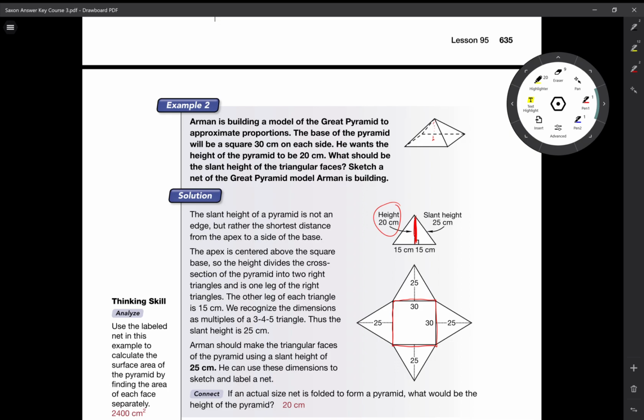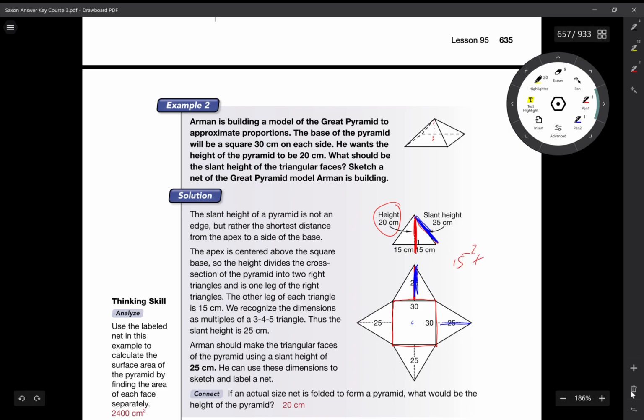What should be the slant height of the triangular faces? So in other words, what should be that height right there, the slant height? Let me use a different color. So this and this are the same. Because when you would fold this up, it would meet in the middle. And then it would go down along the side for the slant height. Okay? They got 15 because they cut it in half. Okay, because the triangle cuts it in half. So half of 30 is 15.